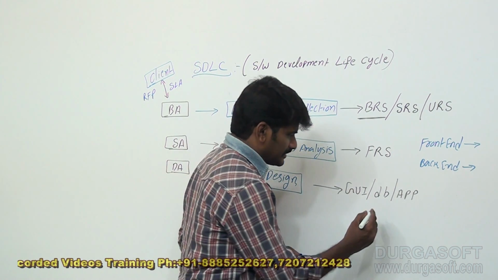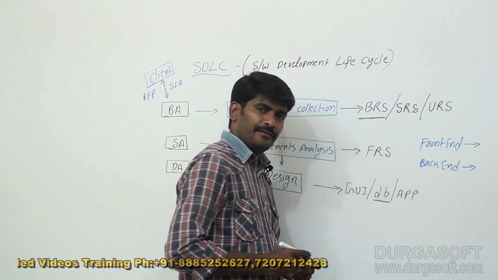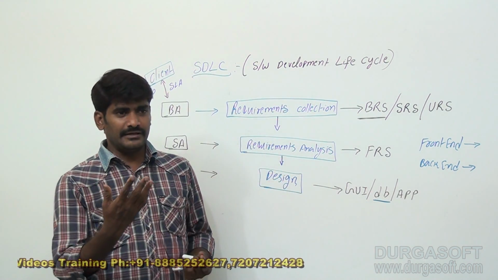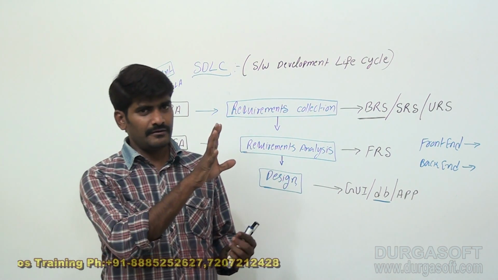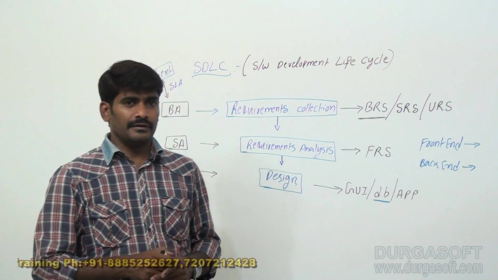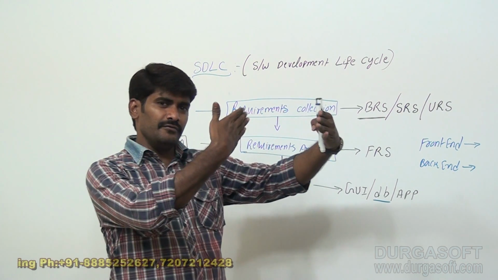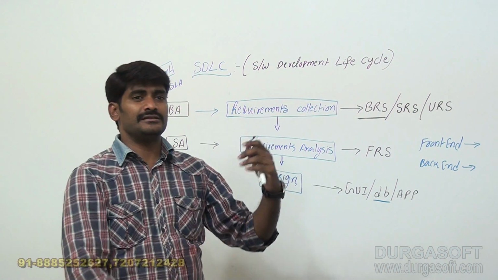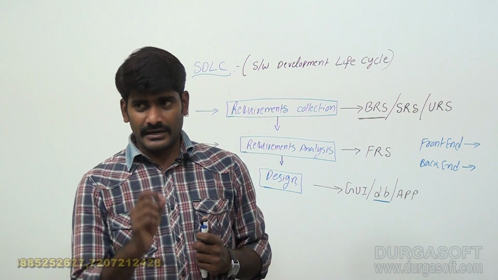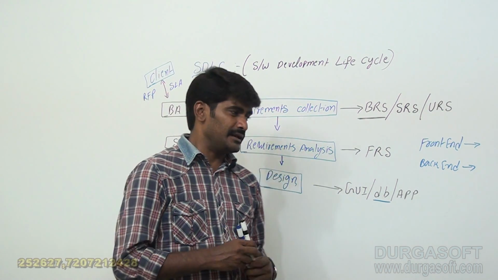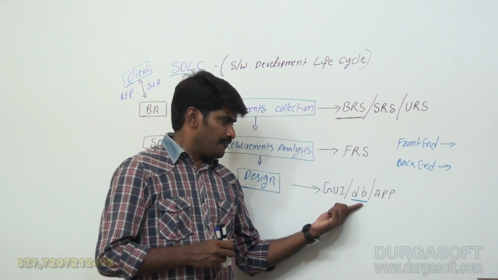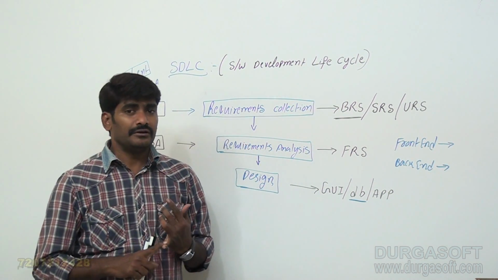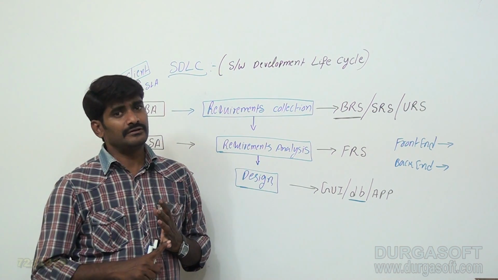So in this database, for my front end application, if I enter some data into the front end, where will it be stored? In the back end. In that back end, there is a database. A database is nothing but a collection of tables. So for my application, how many tables are required?